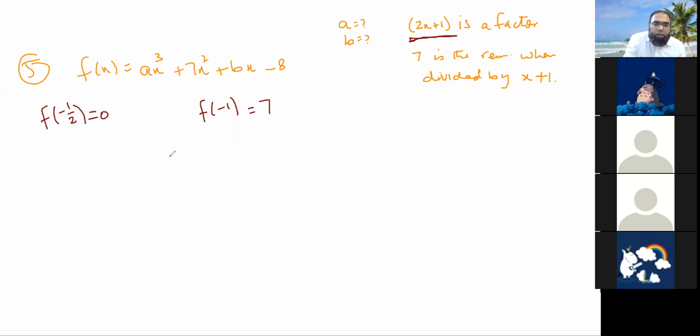Yes. I want your take, bacho. I want your concerns. If you believe that f of minus half is really equal to 0, because it was stated here that 2x plus 1 is a factor. And then this 7 is a remainder when x plus 1 divides it. Okay, so keeping in mind that after the equal mark is always a remainder here. So when the remainder is 0, obviously the divisor is a factor.